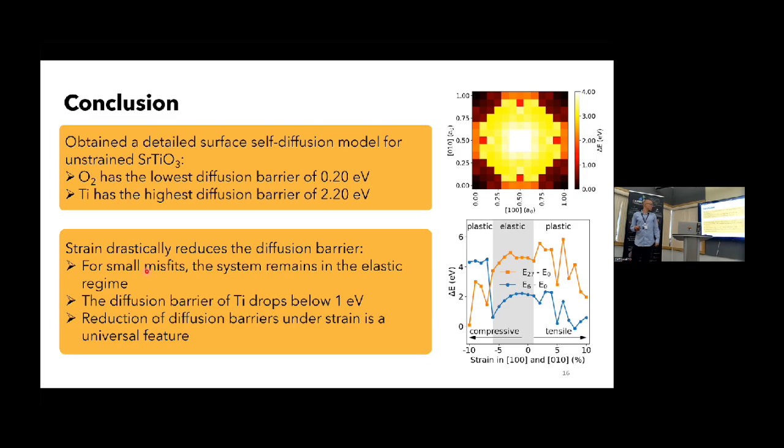And the most important part of this, basically the key message of this talk, is that the reduction of diffusion barriers under strain is a universal feature, because there's nothing in the model restricted only to strontium titanate. It was, of course, only simulated for strontium titanate, but it was experimentally shown for silver as well, which is a completely other material, and it's just based on reduction of binding energies due to strain.